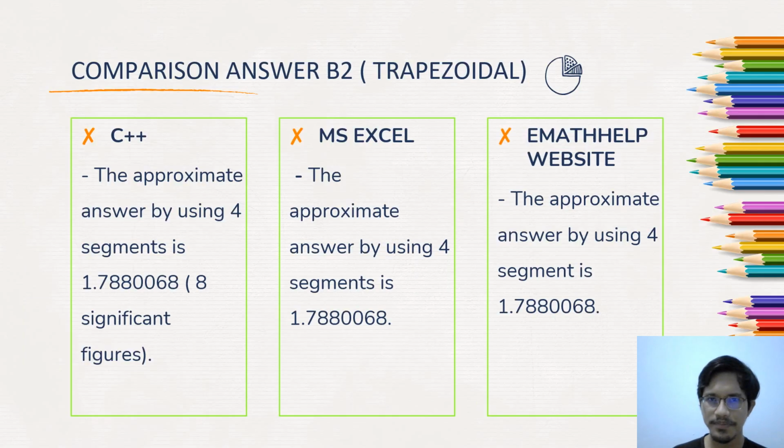I also use Microsoft Excel to compare my answer and also use a HeMelt help website to compare my final answer. For B2 trapezoidal, C++ will print out the approximate answer 1.78800068. Same goes for Microsoft Excel, which displays the same output. And the HeMelt website also prints the same output for each significant figure.